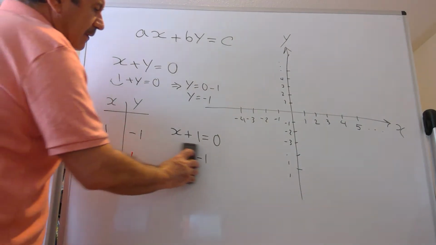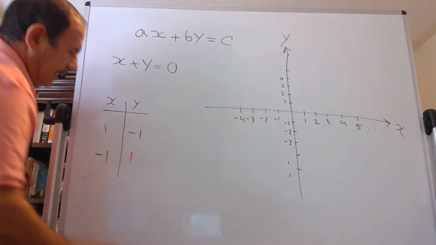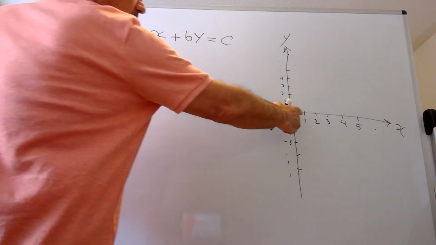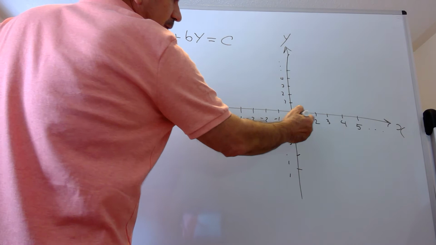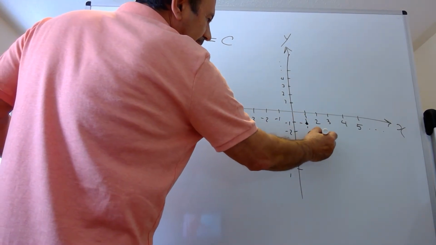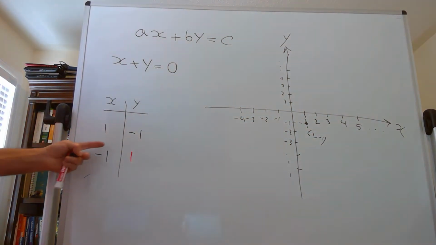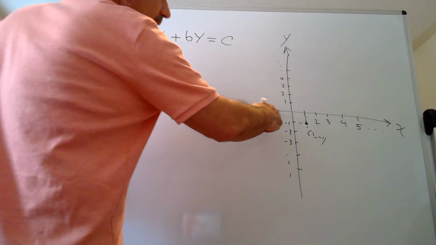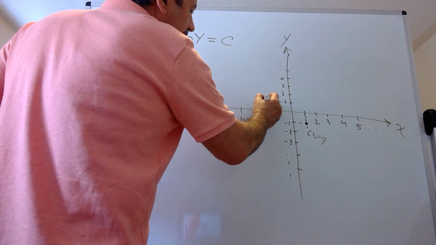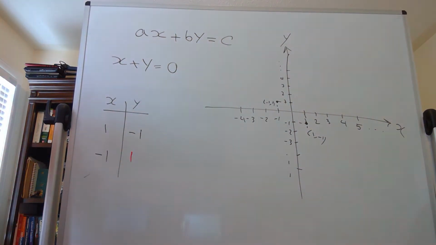Now we have to locate these points in the rectangular coordinate system. Let me erase this, we don't need these calculations. Now x is 1 and y is negative 1. Draw a line here, a line here. This is the point 1 and negative 1. What is the other point? x is negative 1, y is 1. This is the other point, negative 1 and 1. You don't need to write this point here. I'm just writing it to make it clear for you.